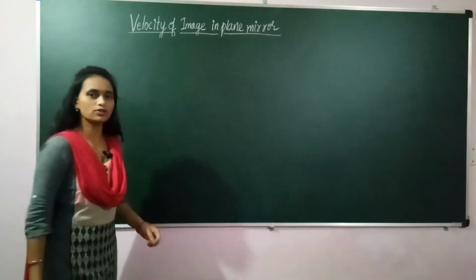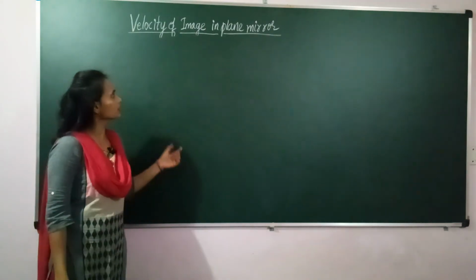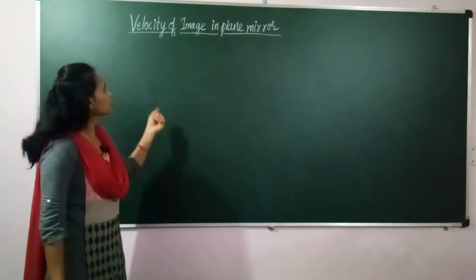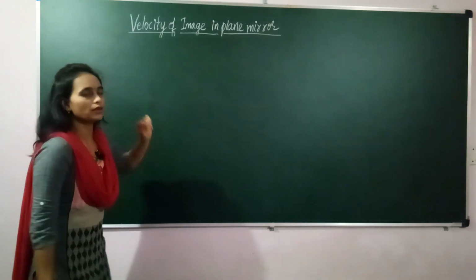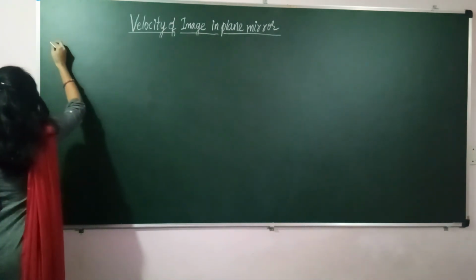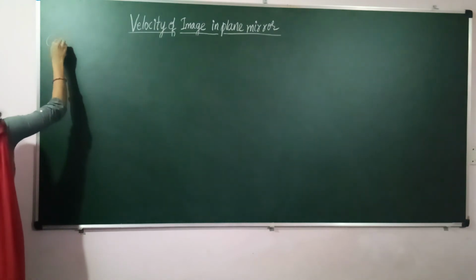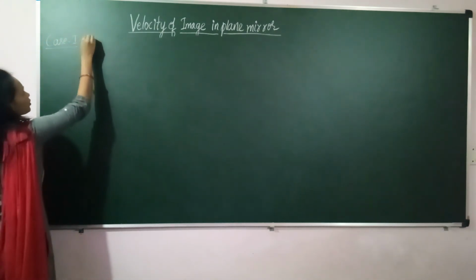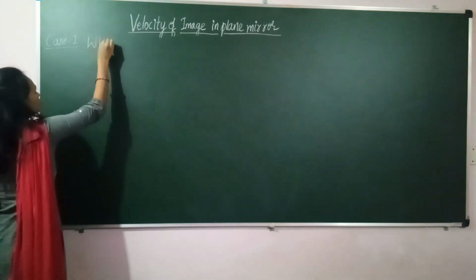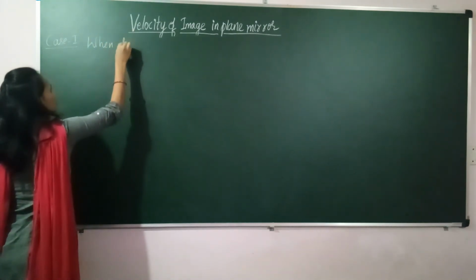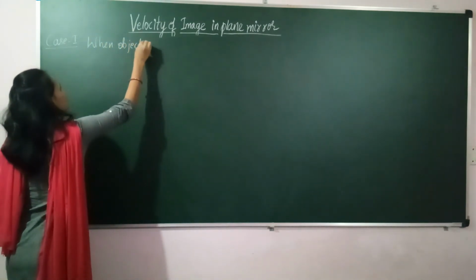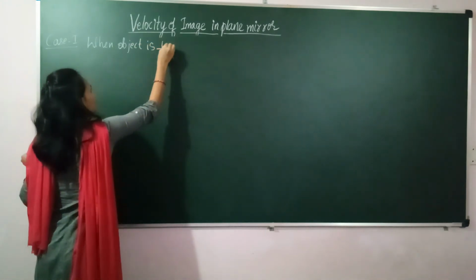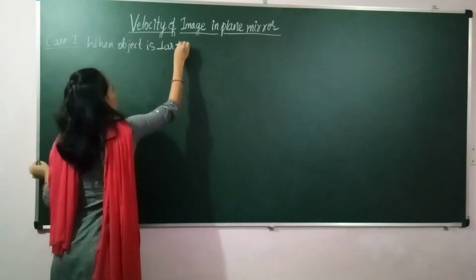In this video we are going to study the velocity of an object and the velocity of the image in the case of the plane mirror. For example, first we will take case 1. In case 1 we will study when the object is kept perpendicular to the mirror.